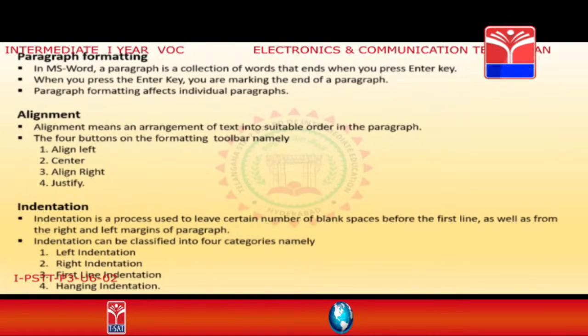Indentation. Indentation is a process used to leave a certain number of blank spaces before the first line as well as from the right and left margins of a paragraph. Indentation can be classified into 4 categories, namely, first one, left indentation, second, right indentation, third, first line indentation, fourth, hanging indentation.